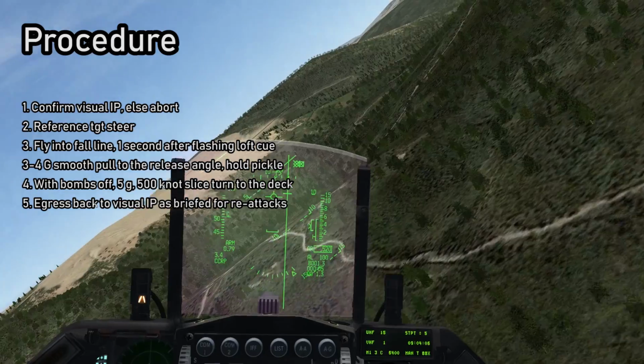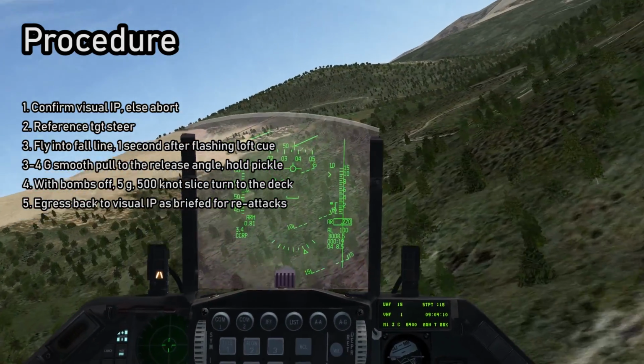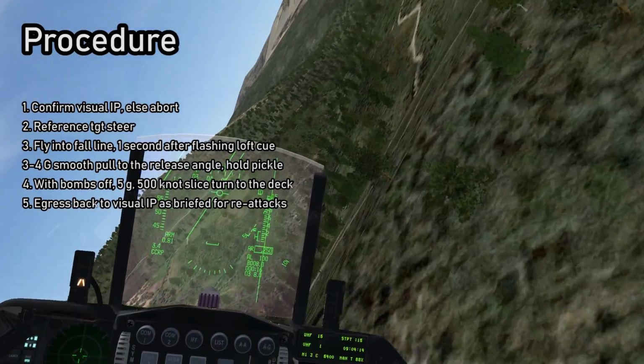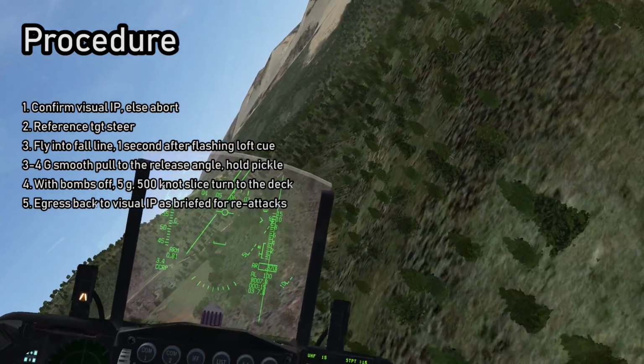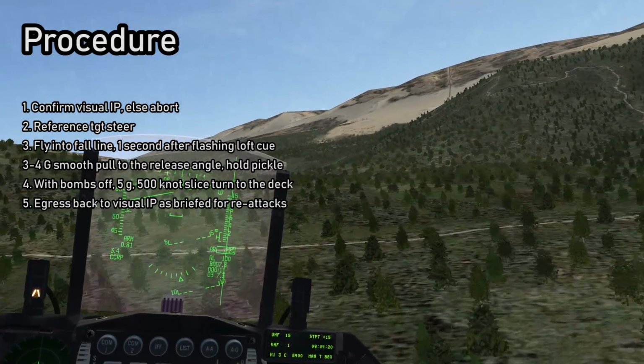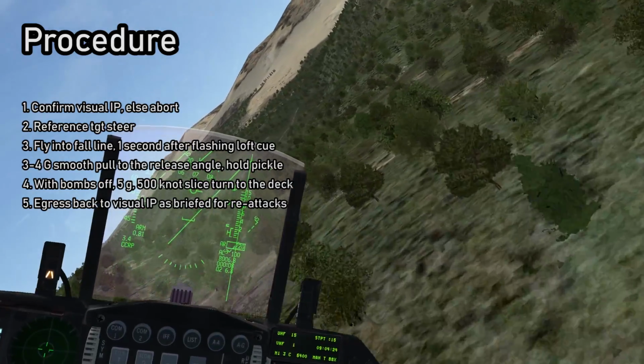You can see here we're passing the visual IP. This is the valley. So I'm going to switch to the target steer point. I'm going to turn right. Here's my visual IP, the first crossroads. To my 1 o'clock, you'll see the second town. And from this point on, there's our sort of snaking route. I'm going to pull onto final attack heading, which is referencing the target.